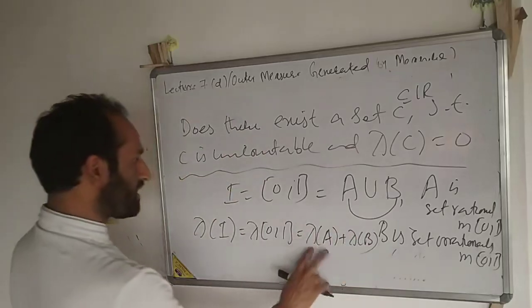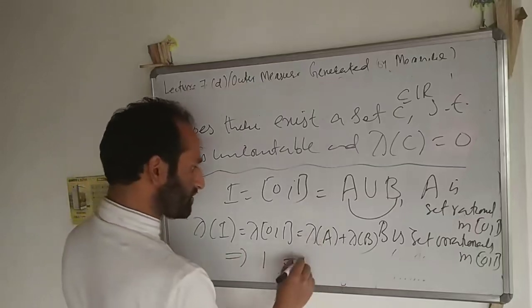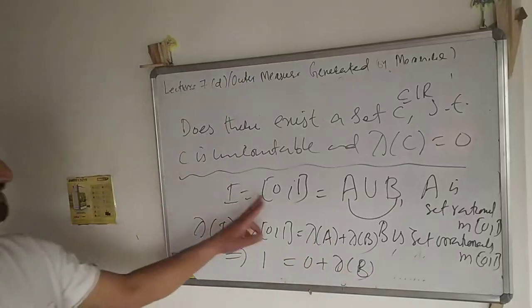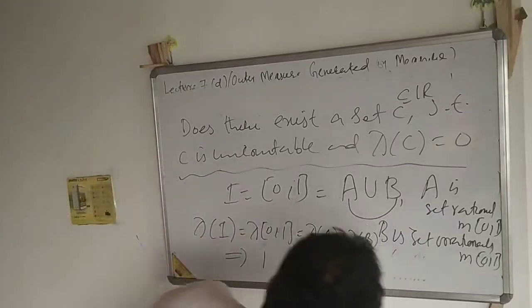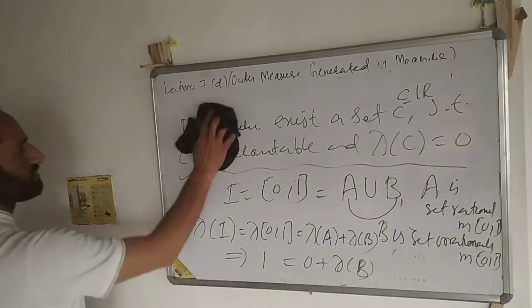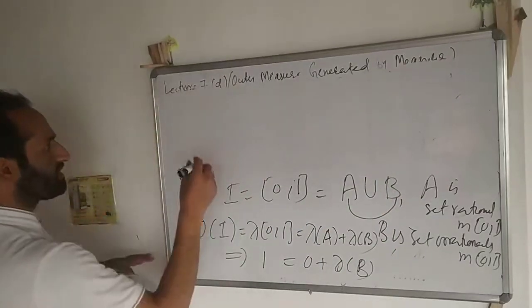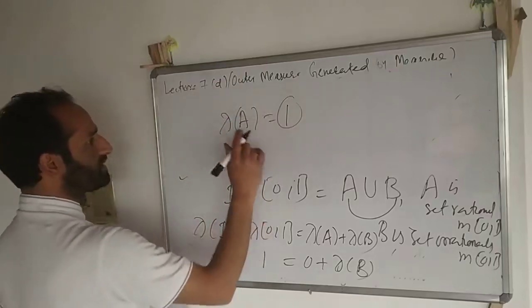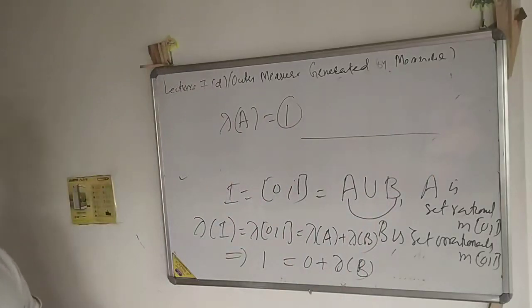But what's the Lebesgue measure of A? On this side it's equal to 1, and on this side it's equal to 0 plus the Lebesgue measure of B. So that means the Lebesgue measure of the irrationals in the interval [0, 1] is 1, because the Lebesgue measure of the rationals in the interval is 0. So there exists a set, say B, whose Lebesgue measure is equal to 1, but still it does not contain any interval.